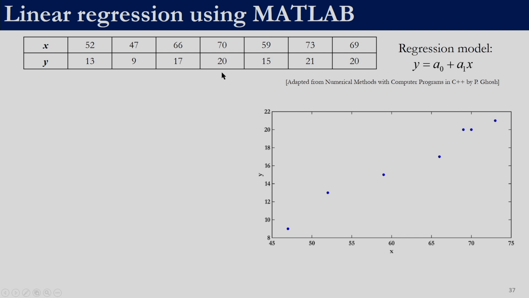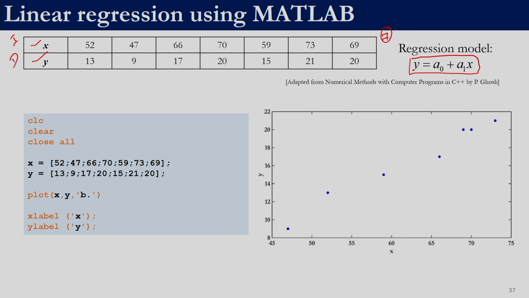Here we have x and y data given. This is our independent variable, this is our dependent variable. We have 7 points here, and we want to fit the model y = a0 + a1 x. In MATLAB the function that we will be using is regress. Before using regress, let us first get this plot in MATLAB.